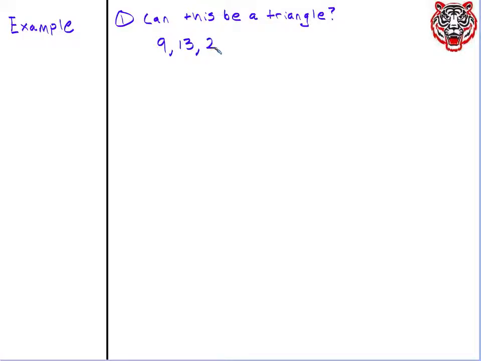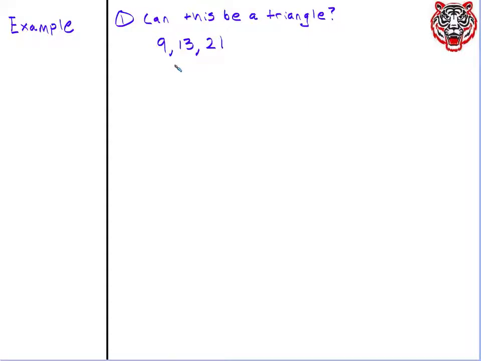So this is going to be an example. I'll change it to blue here. I think we're going to do a few examples, so we'll label them example number 1. Can this be a triangle? What I'm asking you to do here is apply the triangle inequality theorem and see if this is true. These lengths are going to be side lengths. So I'm going to choose 9, 13, and 21. Can that be a triangle? I don't know.